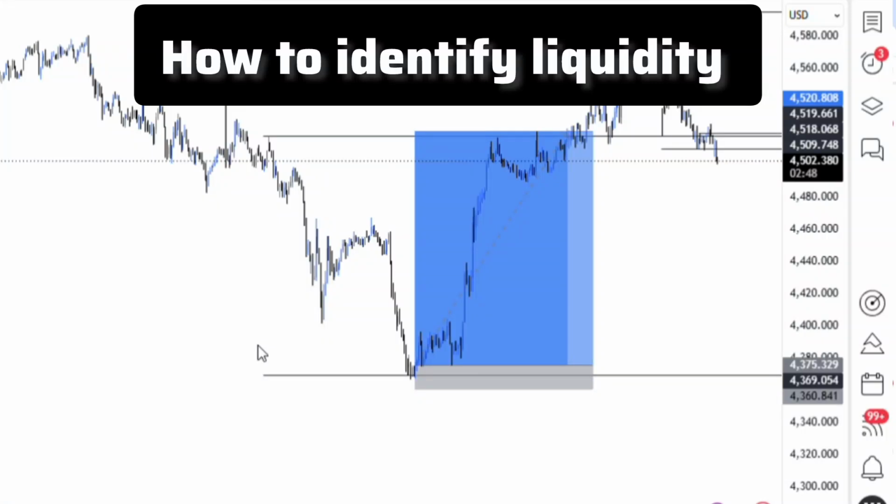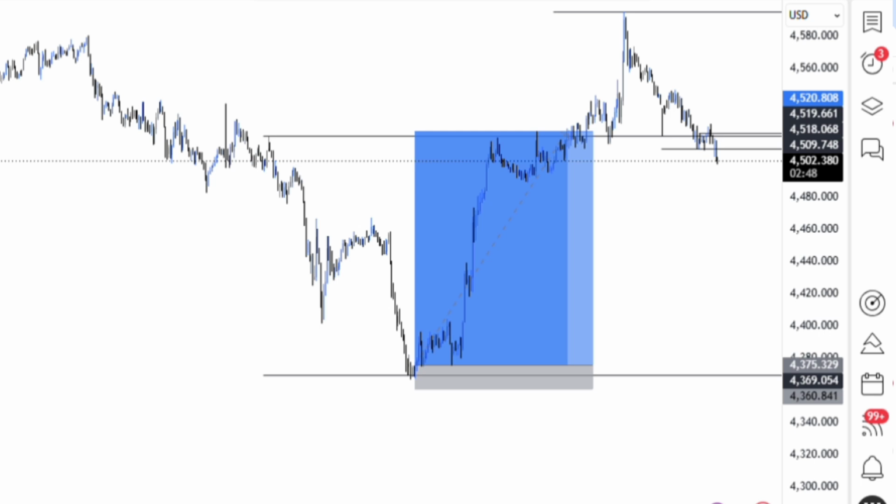Today, we're going to talk about 3 ways you can identify liquidity in trading. First of all, you need to know what liquidity is. Liquidity simply means money. Where money lies. Where money is.